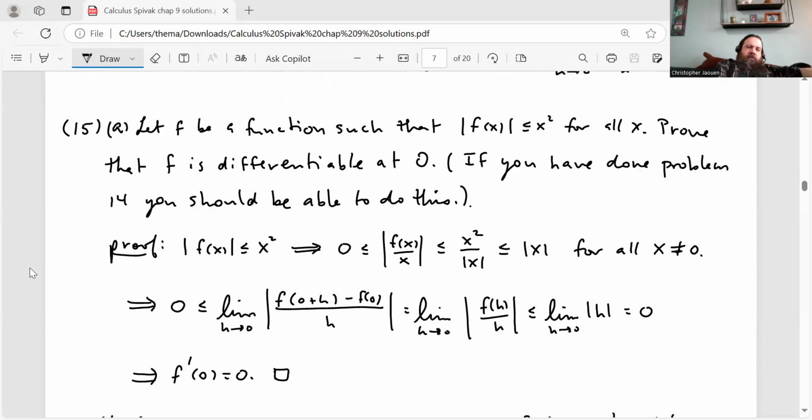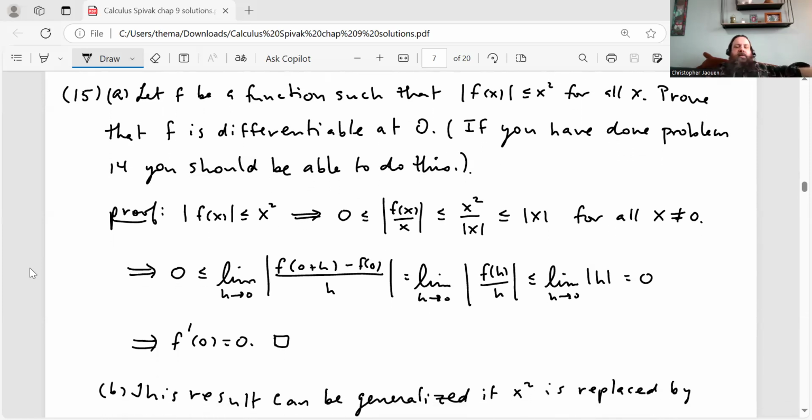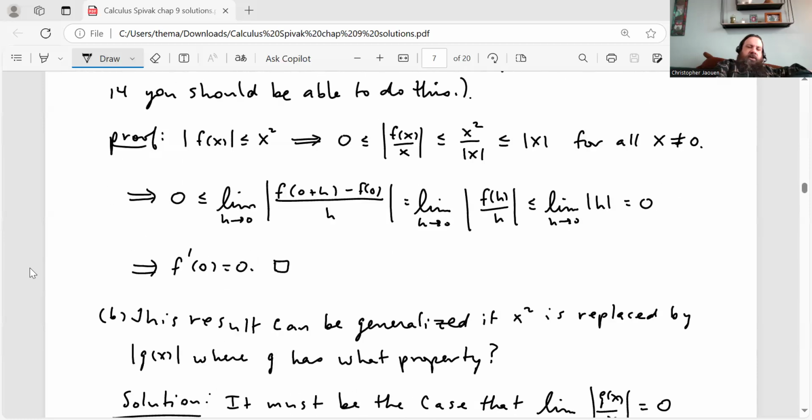So here's the proof. Absolute value f of x less than or equal to x squared implies 0 less than or equal to absolute value f of x over x less than or equal to x squared over absolute value x, which is less than or equal to absolute value x for all x not 0. And that implies that 0 is less than or equal to the limit of the absolute value of the difference quotient at 0, which is equal to the limit as h goes to 0 of absolute value f of h over h, less than or equal to the limit of absolute value h as h goes to 0, which is 0. And then that shows that f prime of 0 is 0.